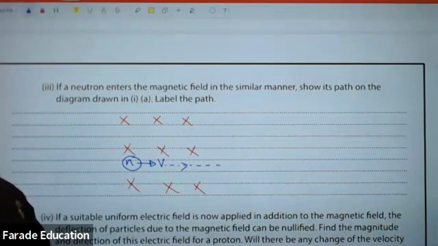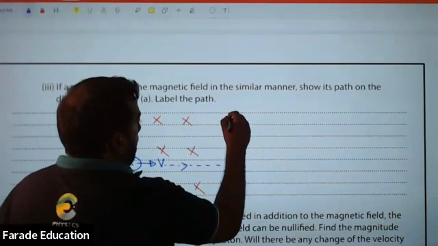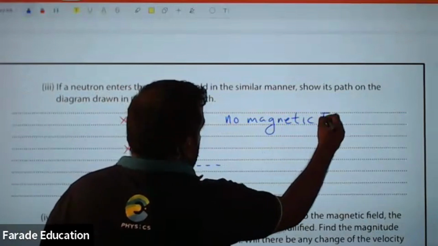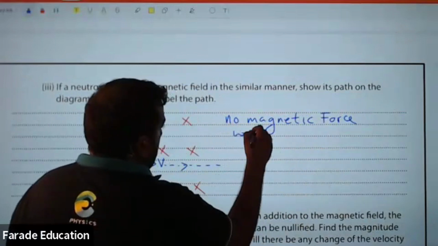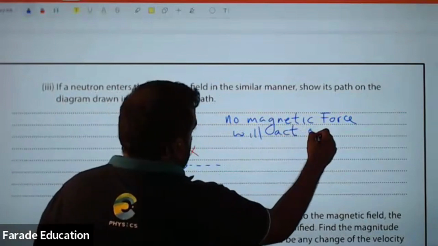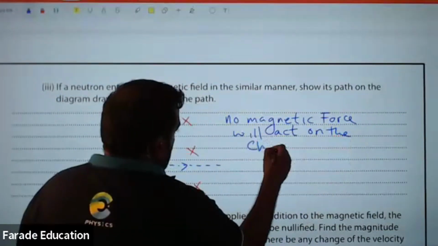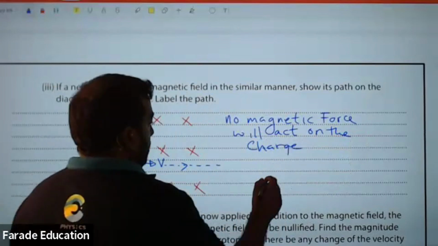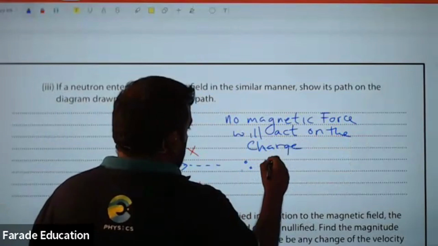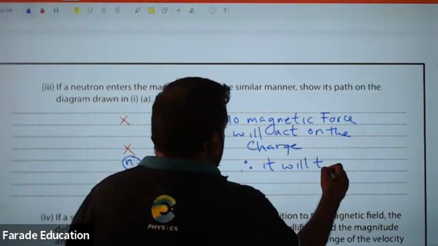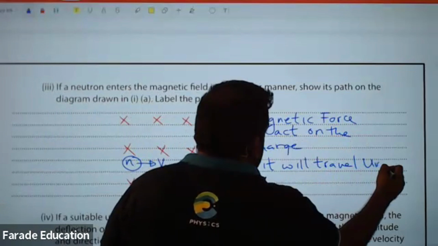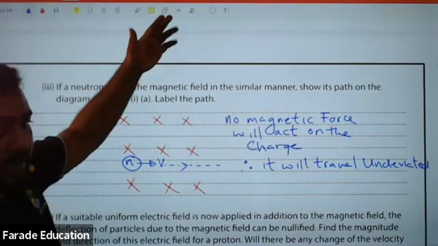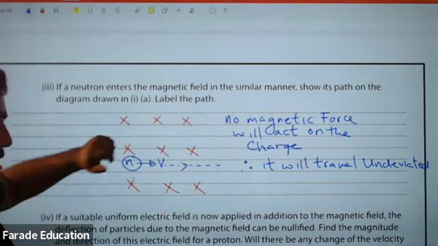The neutron will travel undeviated. No magnetic force will act on the neutron. Therefore, it will travel undeviated. They are asking you to draw this in the earlier picture. I'll do it here so that you'll have some clarity.